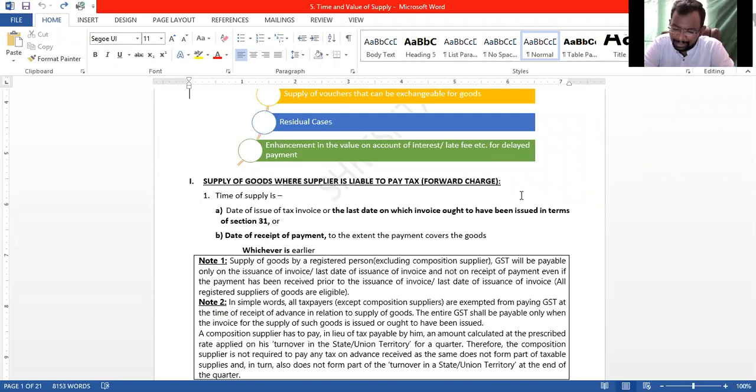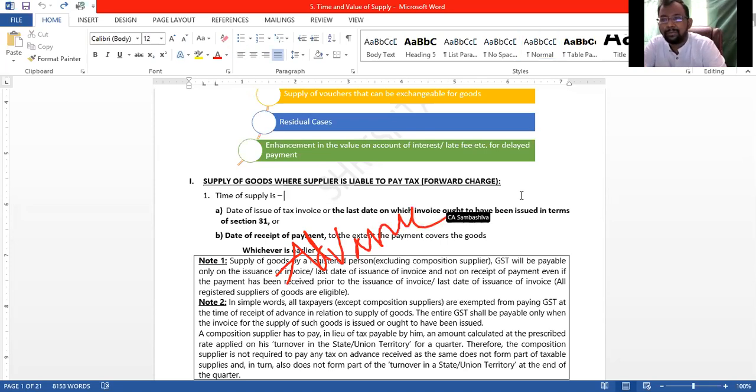Supply of goods by a registered person. The GST will be payable only on the issuance of invoice or the last date of issuance of invoice, and not on receipt of payment, even if the payment has been received prior to the issuance of invoice or the last date of issuance of invoice. So whenever you have received advance amount in relation to the supply of goods, do I need to pay the GST on advances on payment basis? Answer is no. Unless and until you issue the invoice, there is no need of payment of GST on advances.